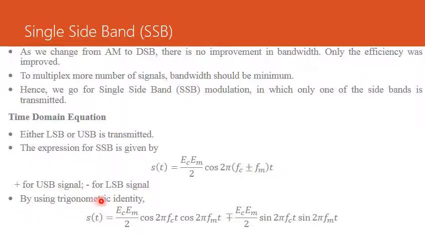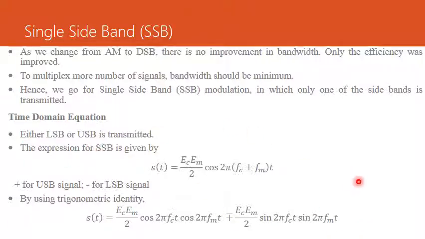By using the trigonometric identity for cos(A+B) or cos(A−B), we can rewrite this equation as Ec Em/2 cos 2πFct cos 2πFmt minus plus Ec Em/2 sin 2πFct sin 2πFmt. So this is the final expression for the single sideband signal.